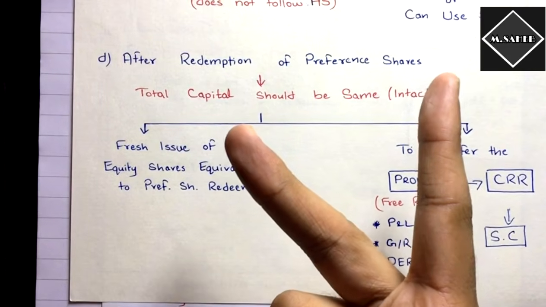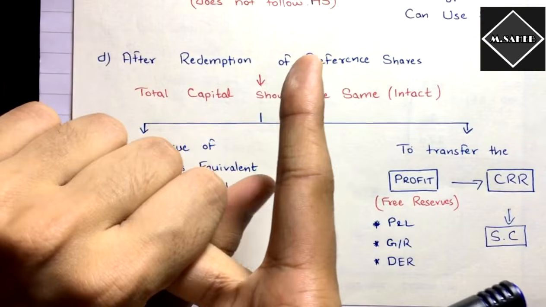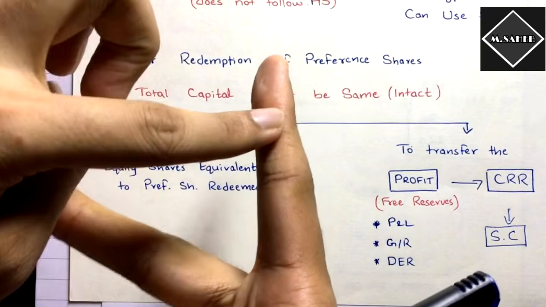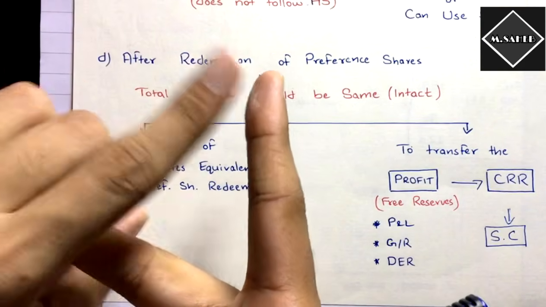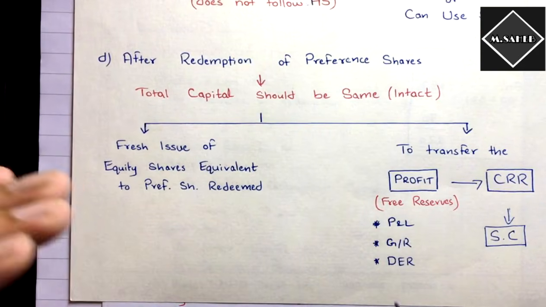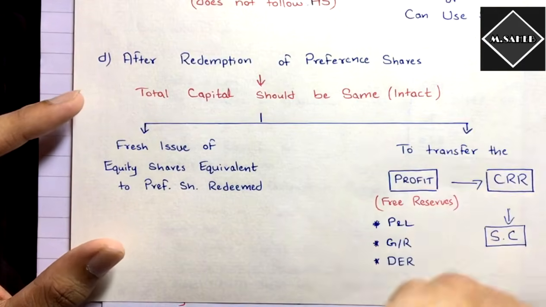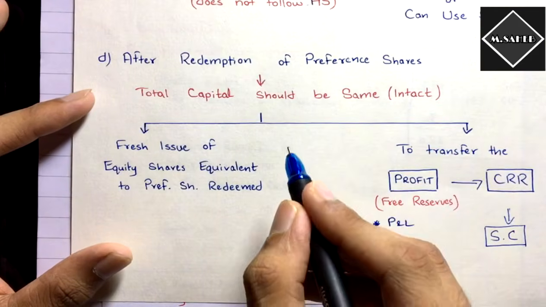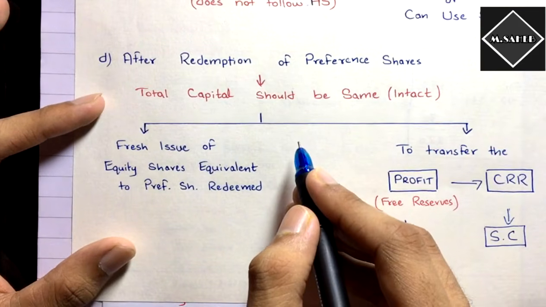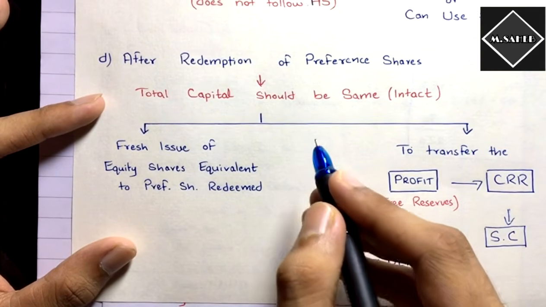So after the redemption, what will happen in the balance sheet? You will not be able to show preference share capital. Only equity will be there, 100. So your total capital will come down. As soon as your total capital comes down, your company will become risky, because the financial leverage of your company will rise, and there will be a problem in the market, in the stock exchange and everywhere. Your company will be seen as very risky.